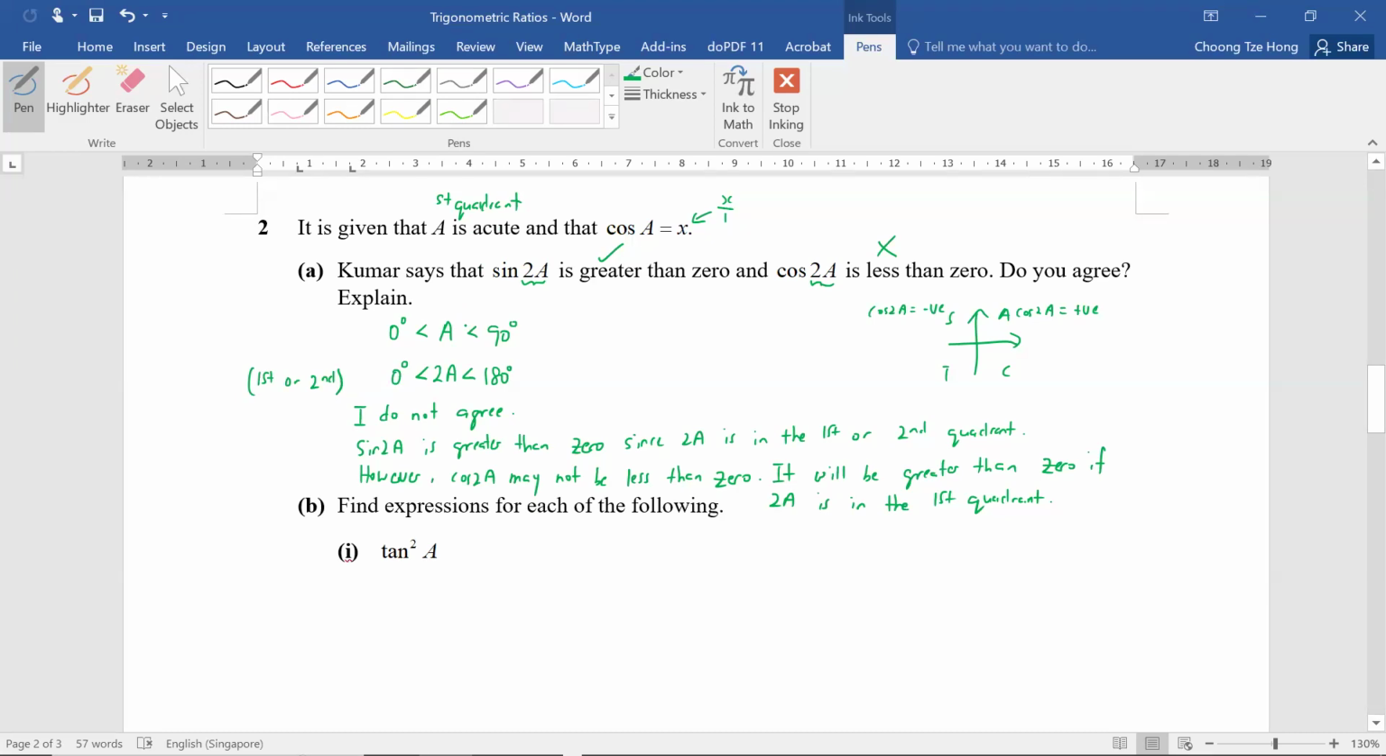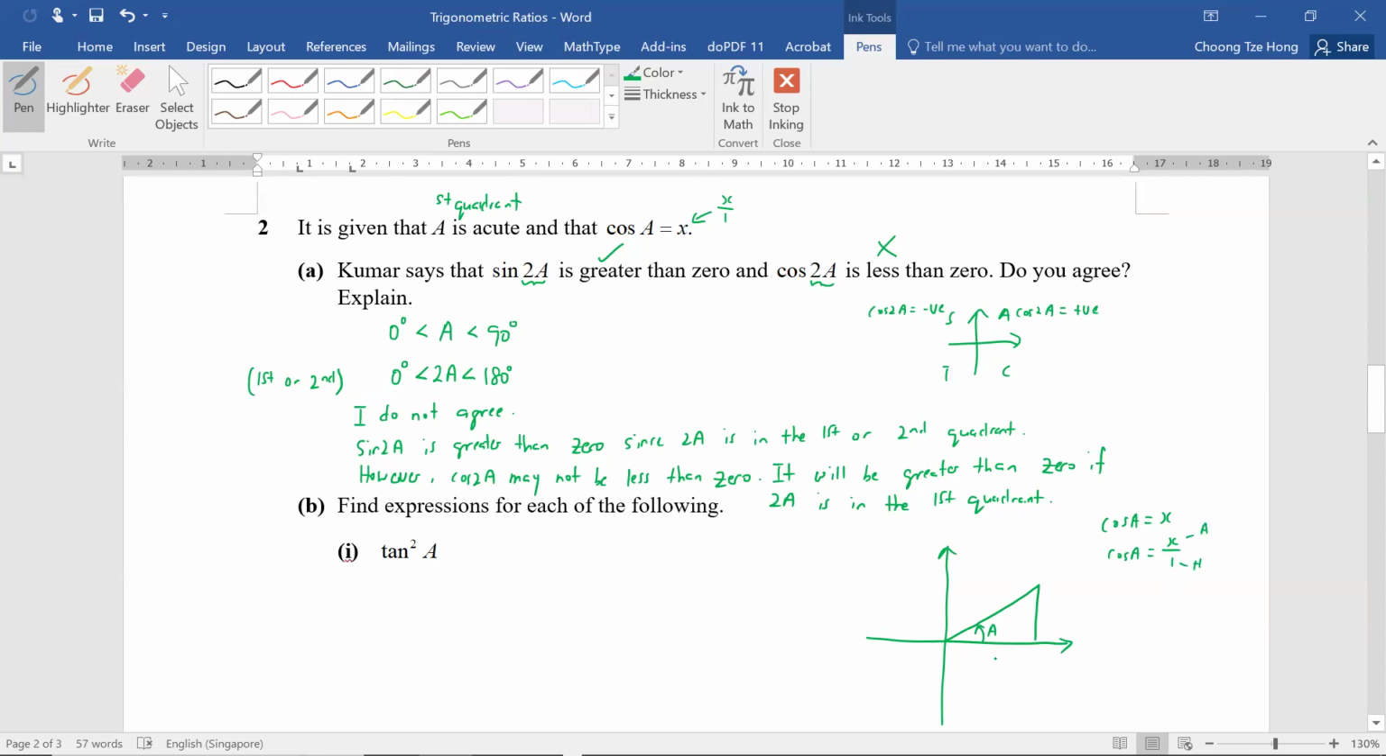Okay, question 2b. Find expressions for each of the following. For this question, we will now need to draw out the triangle. So let's draw out the triangle over here. They say that A is acute, so it's in the first quadrant. So this is A. They say that cosine A is x, so don't worry. If cosine A equals x, it also means that cosine A is x over 1. That means this will be the adjacent, this will be the hypotenuse.